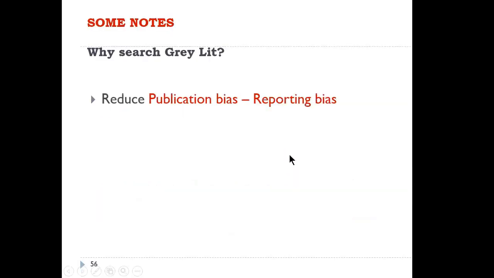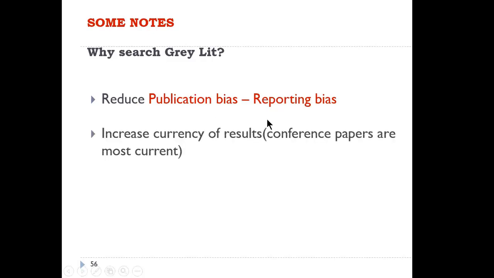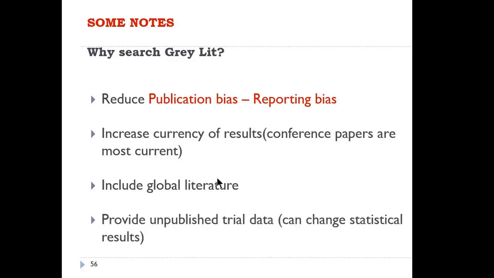Then why search gray literature? Now these are some notes. I'm trying to go through some notes, right? About the items, about the things that we explain. So why search gray literature? That is to reduce publication bias, reporting bias, increase currency of results. Conference papers are most current. Okay? And then also to include global literature. Then provide unpublished trial data.